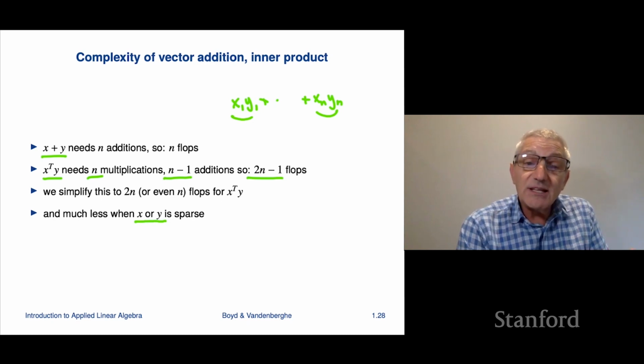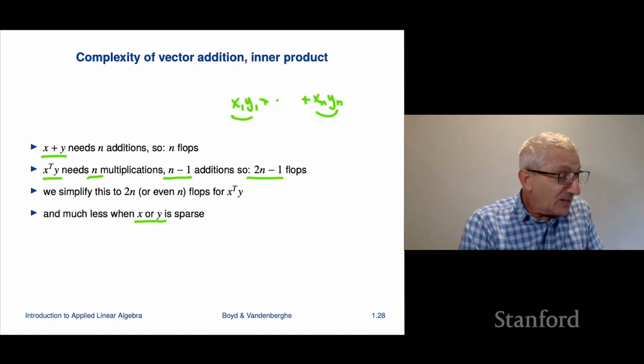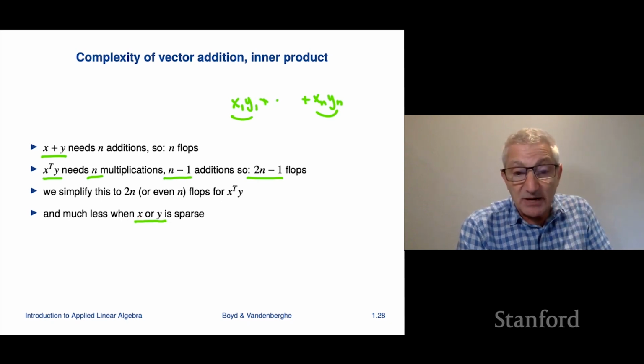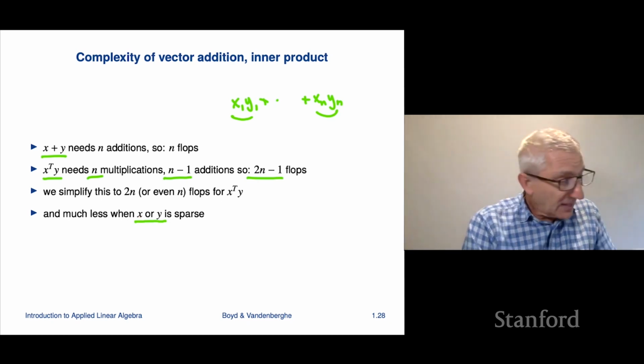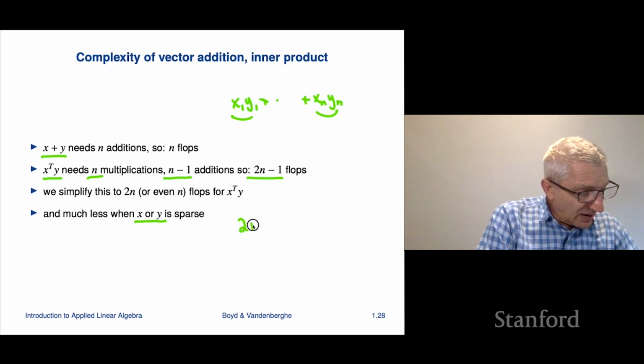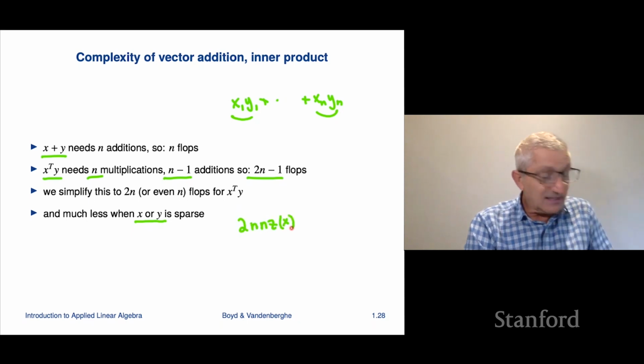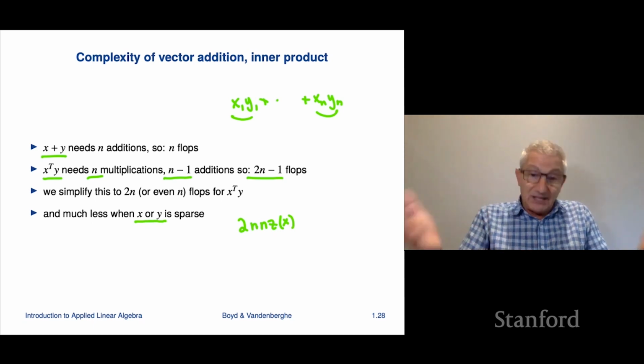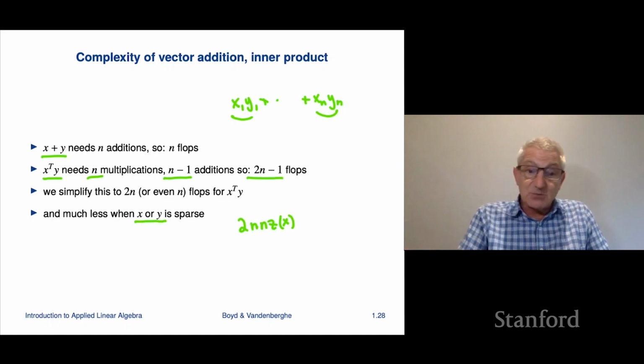So it turns out the only thing I actually have to do is, for every non-zero entry in x, multiply that xi by the corresponding yi, and add those up. And so the complexity is around twice the number of non-zeros in x. So this is an example of why you might be interested in or care about sparse vectors.